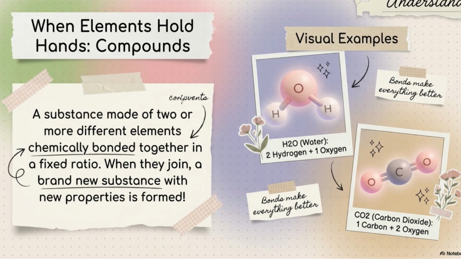But things get really interesting when those distinct elements decide to kind of hold hands. When two or more different elements are chemically bonded in a fixed ratio, they create a compound. And here is the real magic trick. A brand new substance is born with entirely new properties. Take two hydrogen atoms, bond them with one oxygen atom, and boom, you get water. That chemical bond literally changes everything.